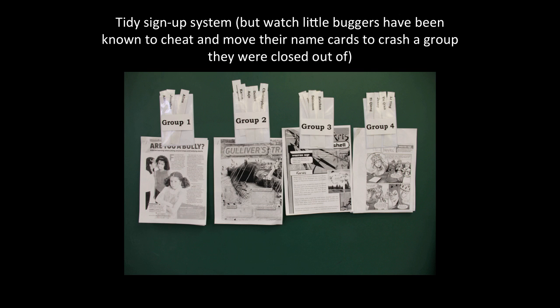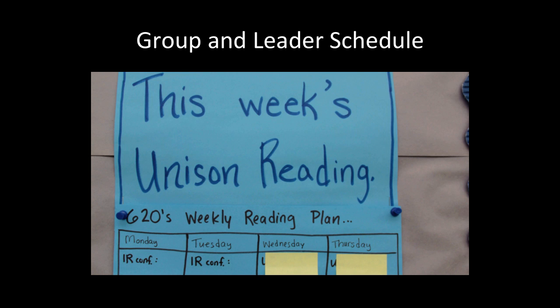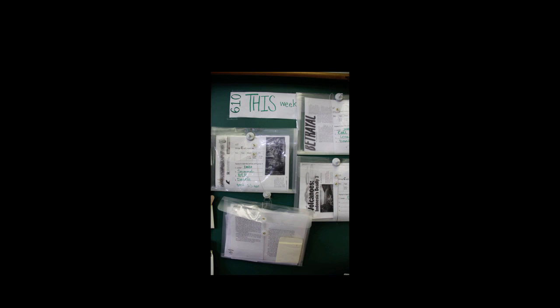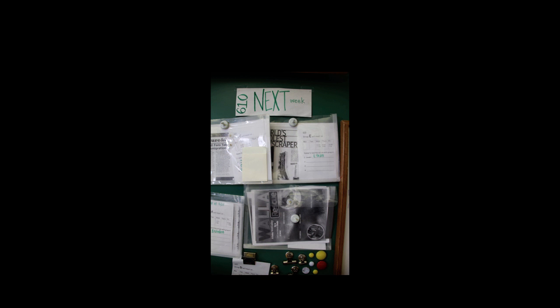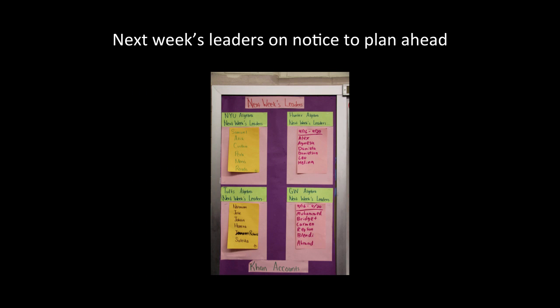Here's another sign-up system. Be careful though, because kids will move their name tags. This was from a first grade class, I think, the reading schedule. Sixth grade class. This is an example of a sign-up schedule. It had this week's readings posted and this week's schedule posted and the text for this week, so that the leaders could come and get them out of the transparent folders, and then it had text for next week so that students could peruse the text and decide which groups they wanted to sign up for. Again, this week and next week's. Here's a list of next week's leaders so that they knew in advance that they needed to sign up or look for text.